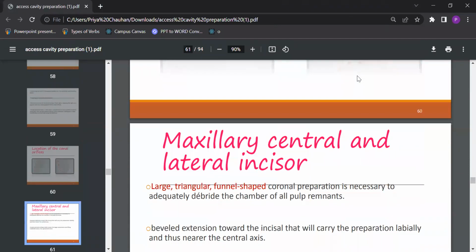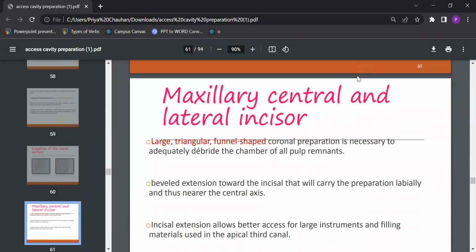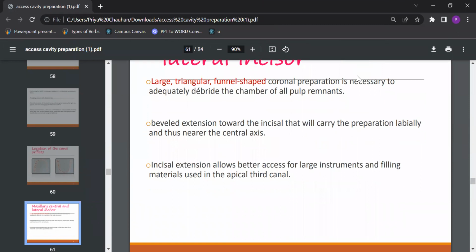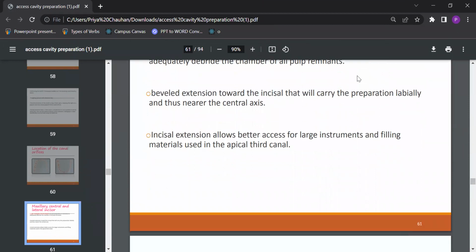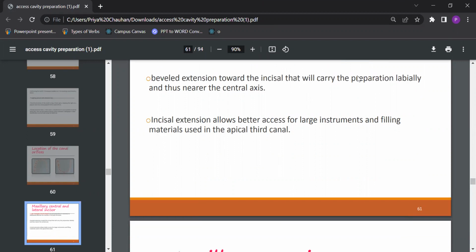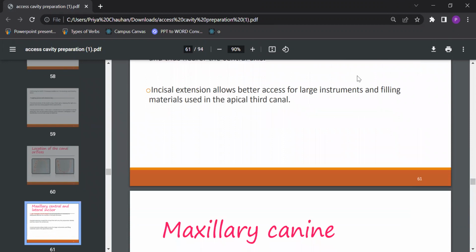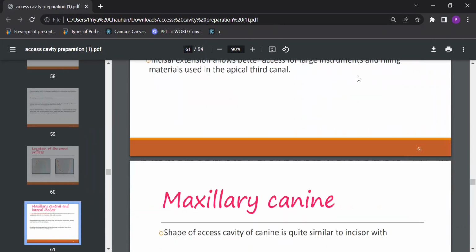First, let us talk about the maxillary central incisor and lateral incisor: large triangular corner shape. Coronal preparation is necessary to adequately debride the chamber of the pulp remnant. The bevel extension toward the incisal will carry the preparation labially and thus nearer the central axis. Incisal extension allows better access for large instruments and the filling material used in the apical third of the canal.